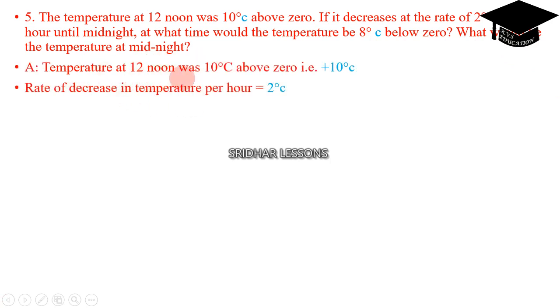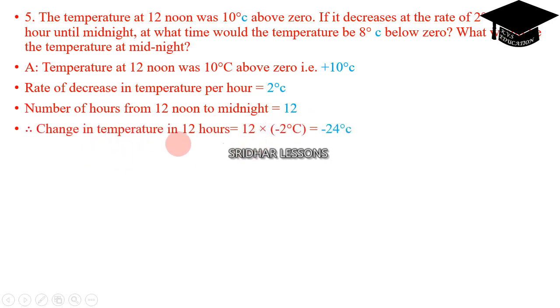Given, temperature at 12 noon was 10 degrees above 0, that is plus 10 degrees. The rate of decrease in temperature per hour is equal to 2 degrees centigrade. Number of hours from 12 noon to midnight is equal to 12. So, change in temperature in 12 hours is equal to 12 into minus 2, which is equal to minus 24 degrees centigrade.